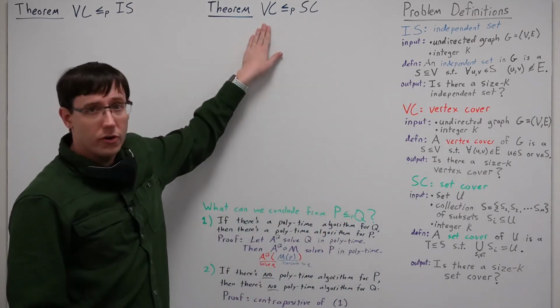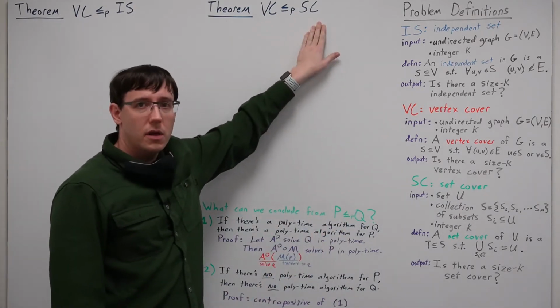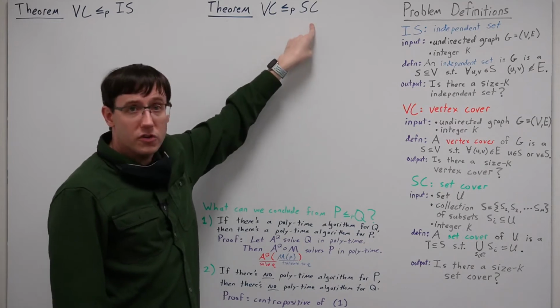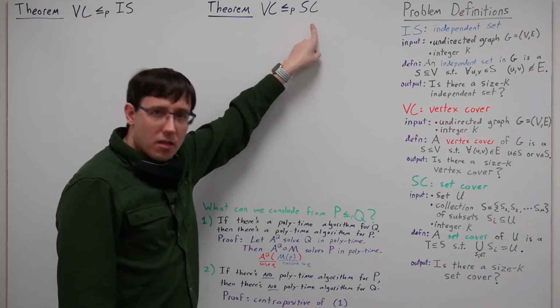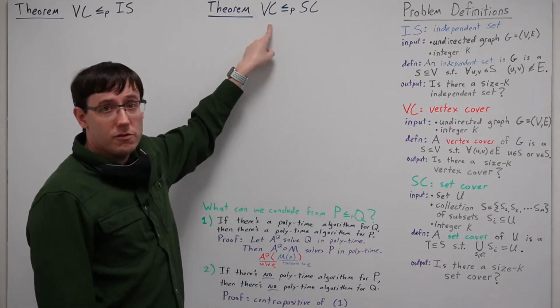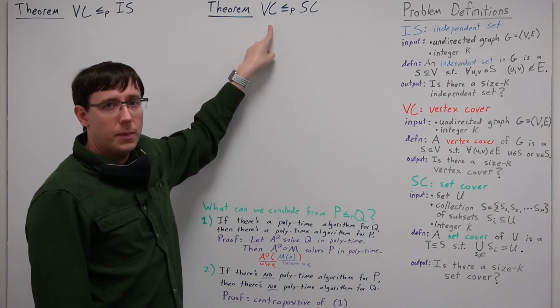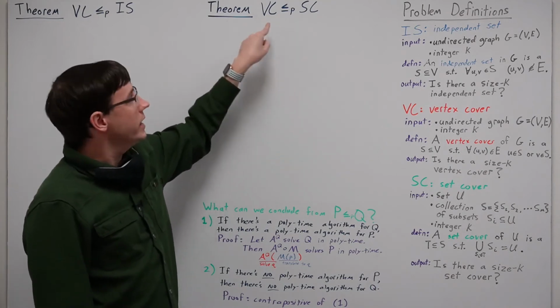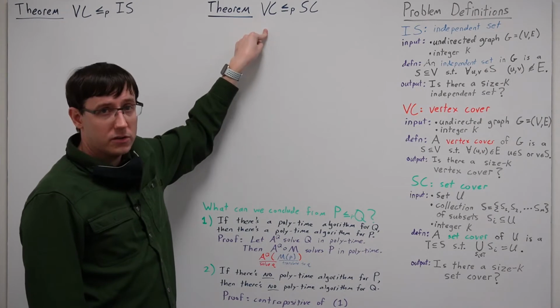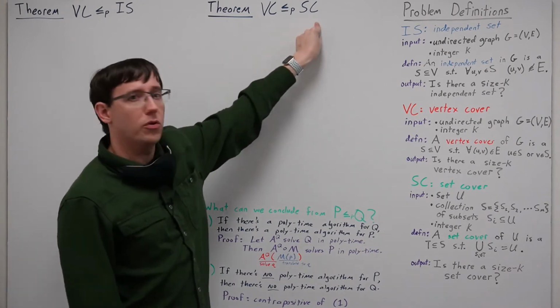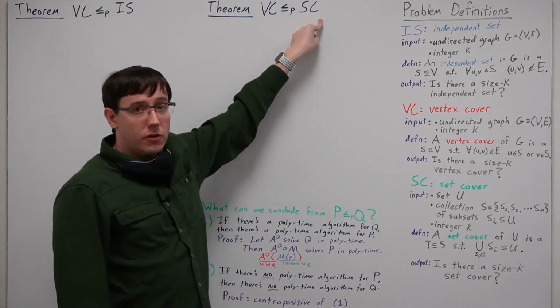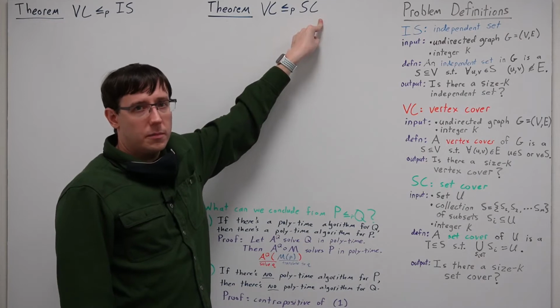Likewise, when we reduce vertex cover to set cover, if we can find an efficient algorithm for set cover, that would give us an efficient algorithm for vertex cover. But if we could prove that there isn't an efficient algorithm for vertex cover, that would also prove that there is no efficient algorithm for set cover.